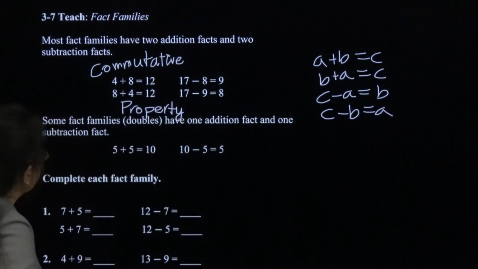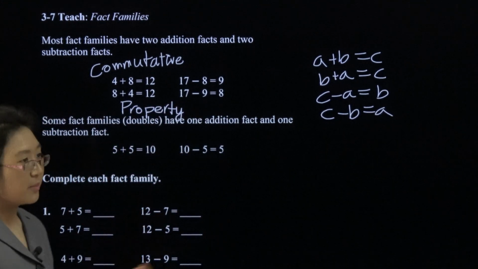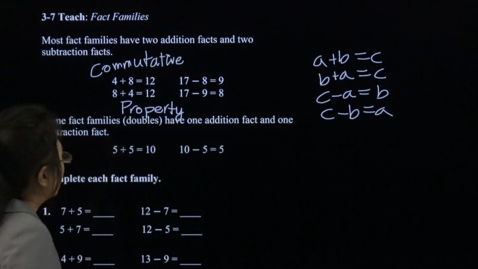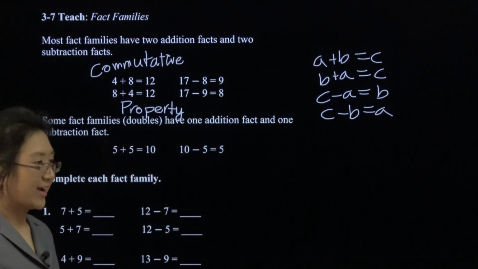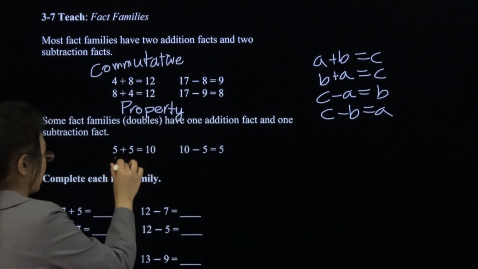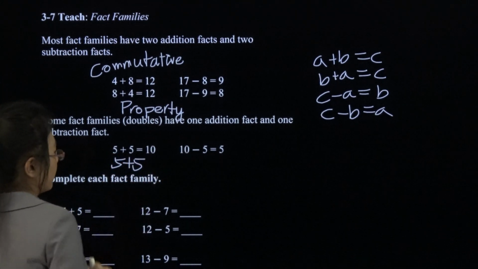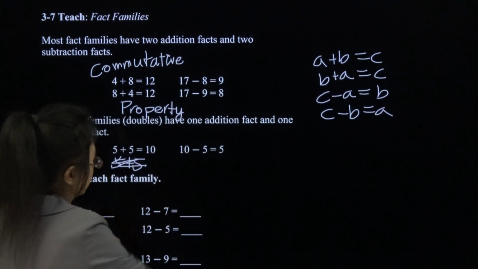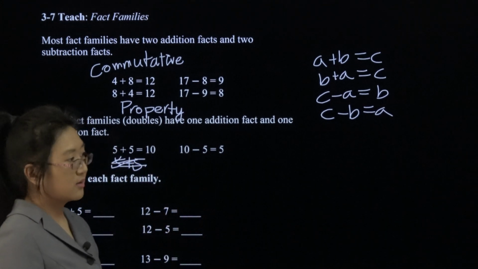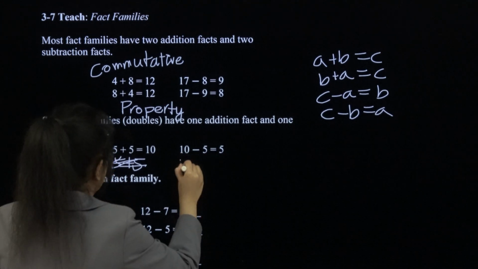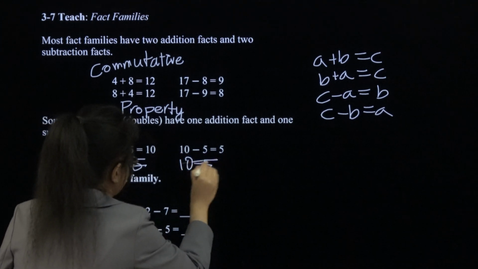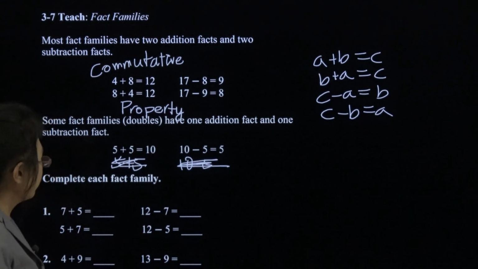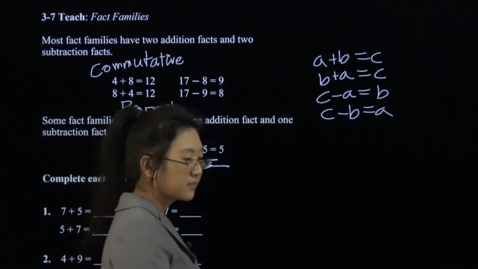Alright, so some fact families, such as doubles, basically just doubles, have 1 addition fact and 1 subtraction fact, because if you switch these around, it'd still be 5 plus 5. And there's really no point. And if you switched around the subtracted part, then it'd still be 10 minus 5. They're the same number sentence. Now let's complete each fact family.